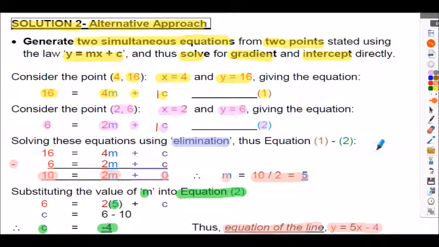4. Solution 2 is an alternative method for finding the equation of the line without actually referring to a graph. This is termed an analytical method. And again, for your reference, we looked at this method of solution in a previous presentation.